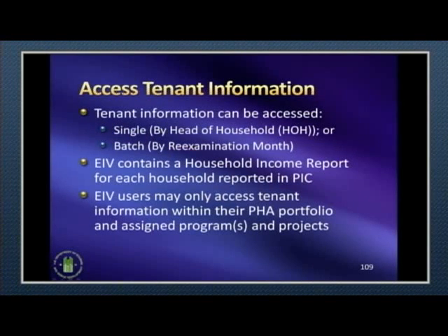Your tenant information can be accessed one of two ways: by SSN for the head of household, or in batch, which is by reexamination month. EIV contains a household income report for every family that is reflected in PIC, okay? EIV users may only access tenant information within their PHA portfolio and assigned programs and projects. So if you only have Section 8 access for Topeka, Kansas, you cannot see tenant income information for anyone outside of that particular program and that particular PHA.